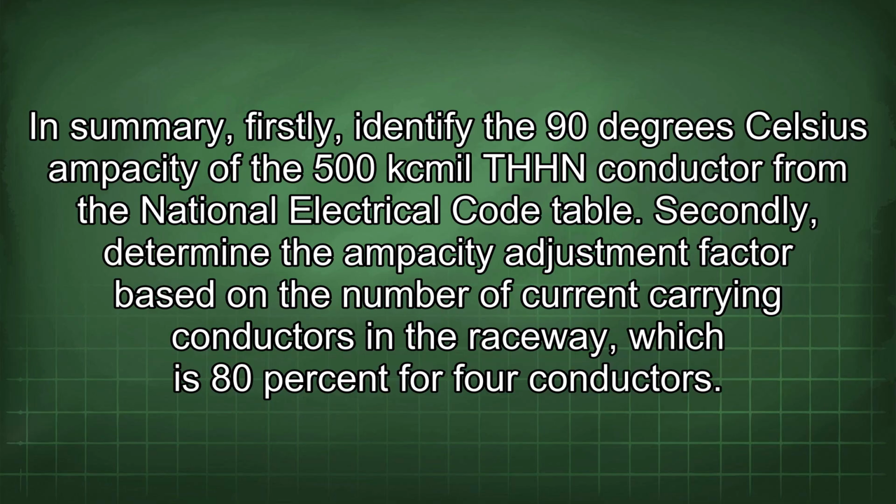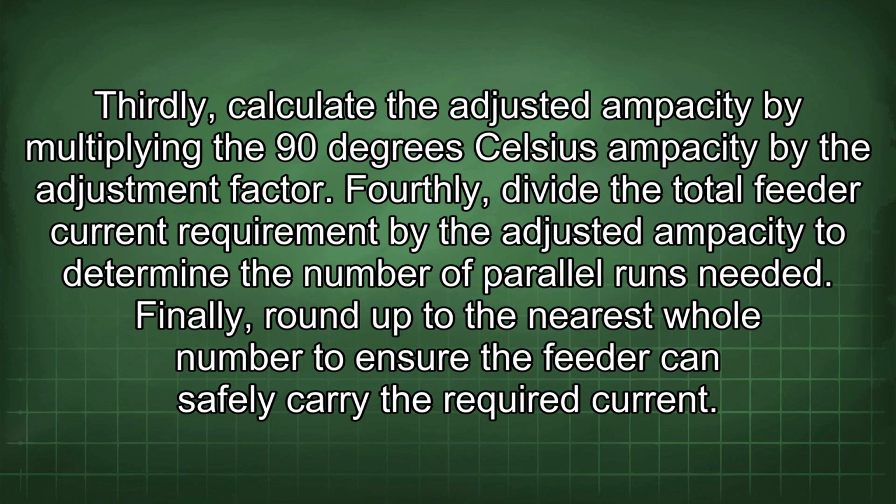In summary, firstly, identify the 90 degrees Celsius ampacity of the 500 kcmil THHN conductor from the National Electrical Code table. Secondly, determine the ampacity adjustment factor based on the number of current carrying conductors in the raceway, which is 80% for 4 conductors. Thirdly, calculate the adjusted ampacity by multiplying the 90 degrees Celsius ampacity by the adjustment factor. Fourthly, divide the total feeder current requirement by the adjusted ampacity to determine the number of parallel runs needed. Finally, round up to the nearest whole number to ensure the feeder can safely carry the required current.